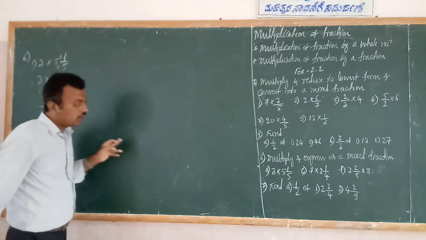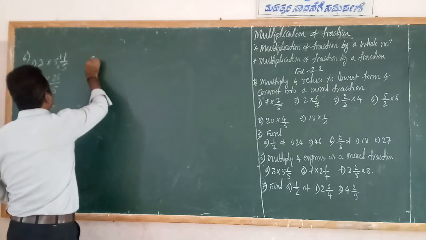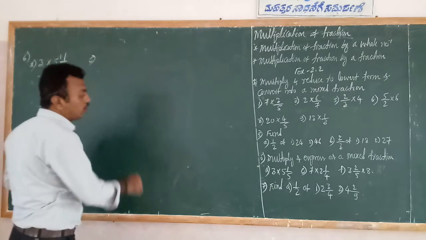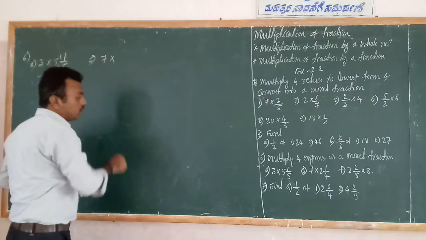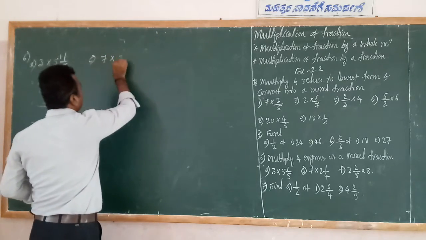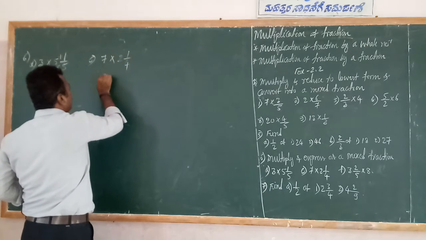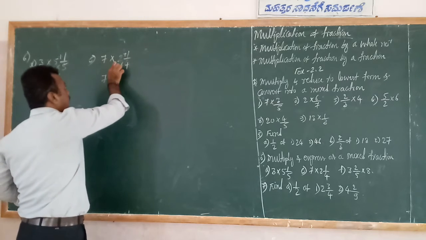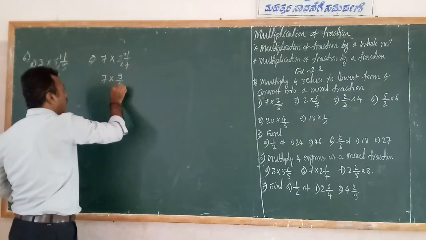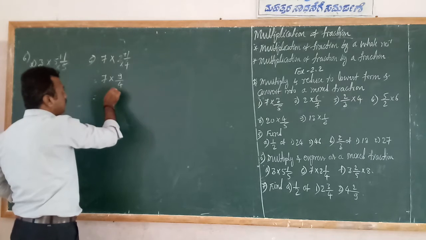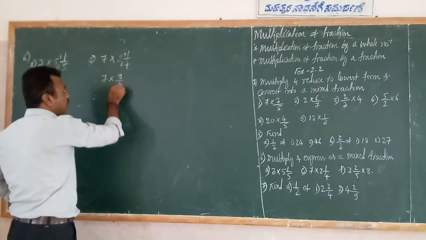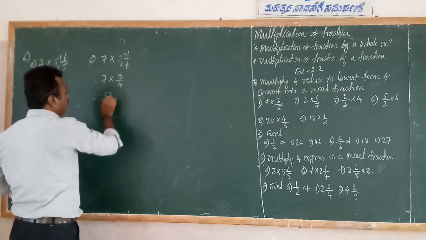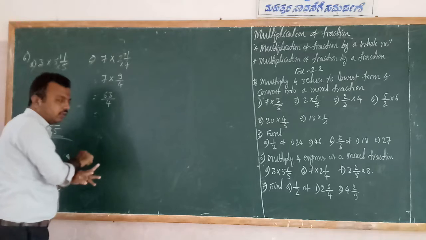So next, like that, C. This is A. Now C, 7, we have to do it at your home. 7 into 2 1 by 4. Again this is mixed to improper. 2 4s are 8, 8 plus 1, 9, 9 by 4. Okay. So next, 7 and 4 is there, not going. 9 and 4 is also not going. 7 9s are 63, upon 4. Now again you have to convert into mixed form.